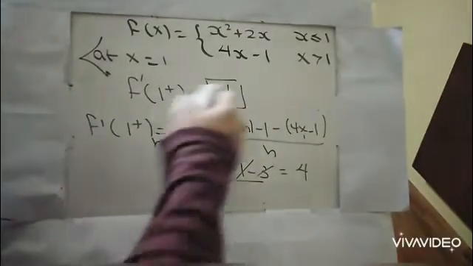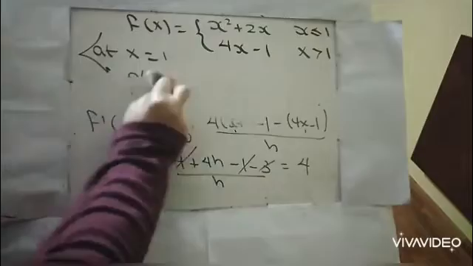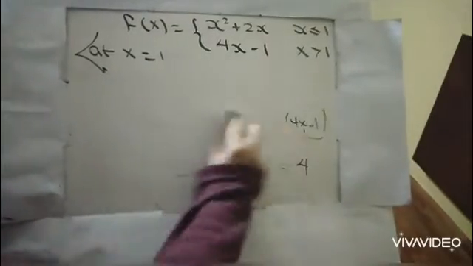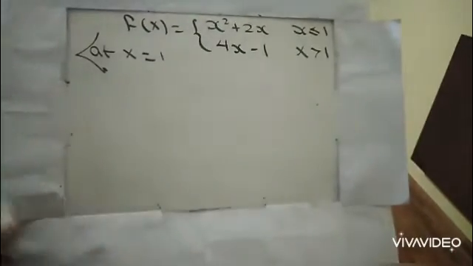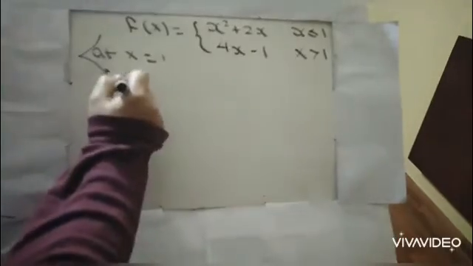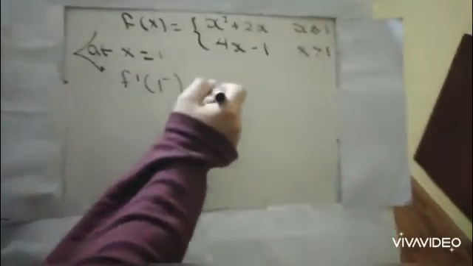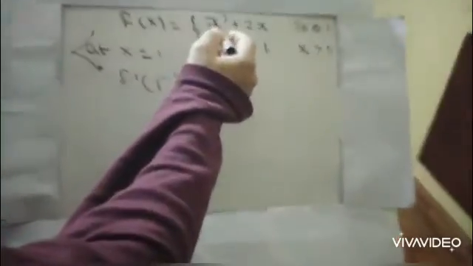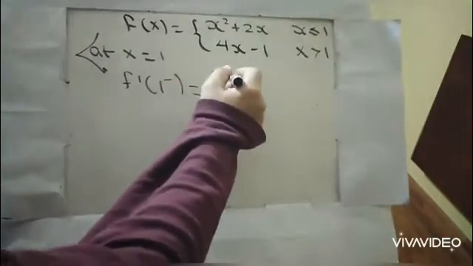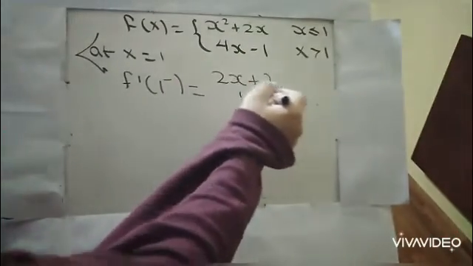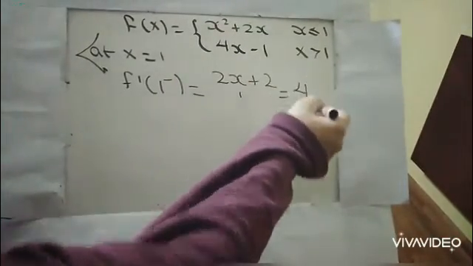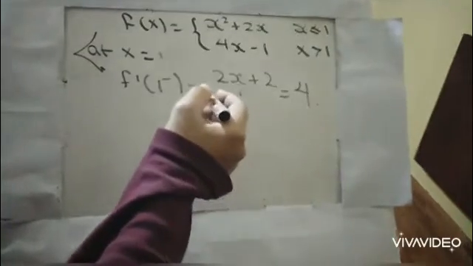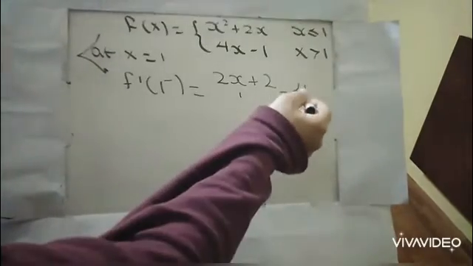Now I'm going to get it by negative. We said f dash positive equals 4. Now we will get f dash 1 negative. We will go here. By the quick method, it will be 2x plus 2. And when we put 1 instead of x, it will be 4. So f dash positive equals f dash 1 negative, and both equal 4.